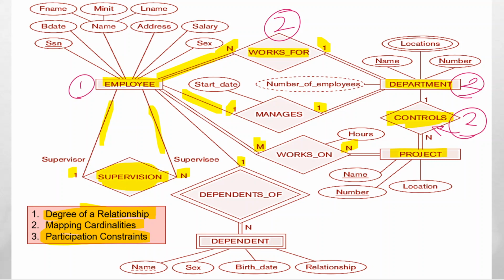So this is the basic outline of what we are going to cover in this lecture. First is the degree of the relationship, then the mapping cardinality, meaning the numbers written over these lines, and why we use double line and single line. All these things are going to be covered in this lecture. So starting with the lecture.